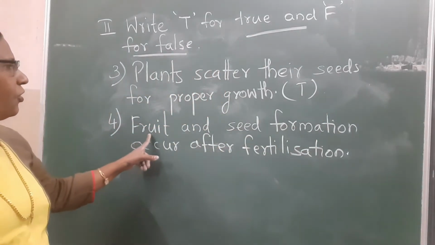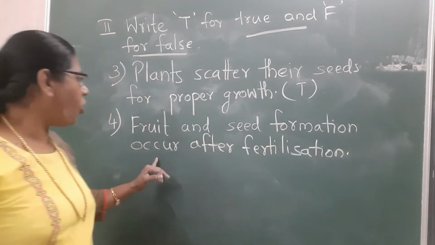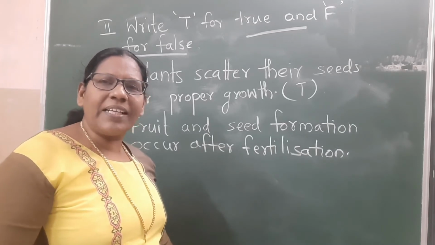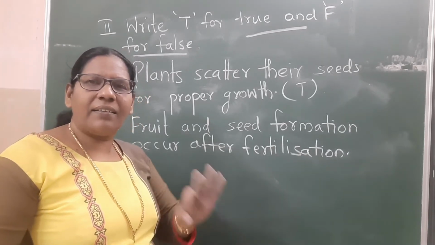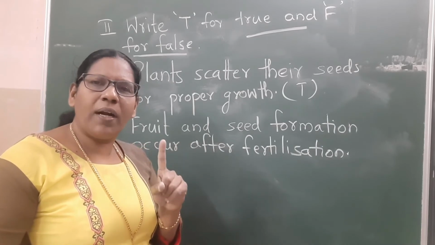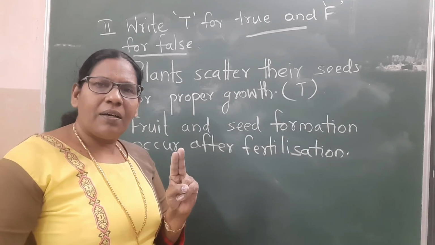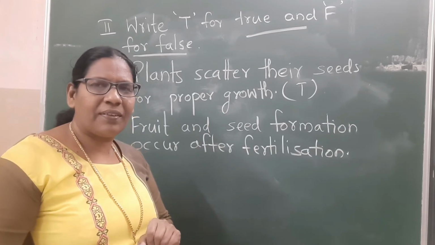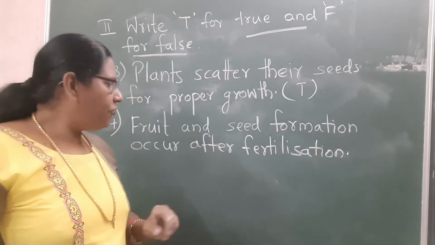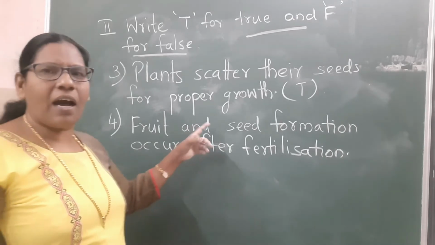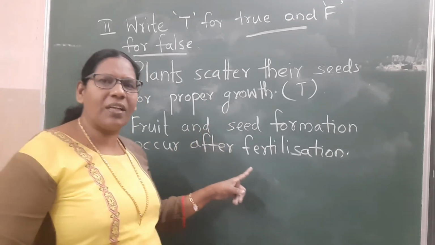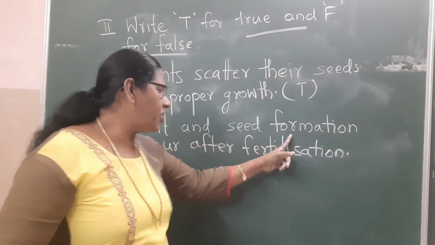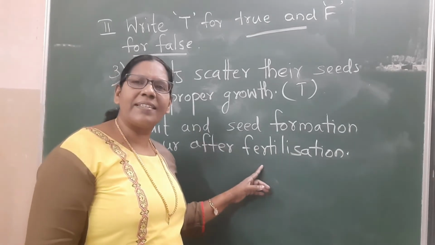Fourth, fruit and seed formation occur after fertilization. In sexual reproduction, we learned that there are 3 major steps. Number 1, pollination. Number 2, fertilization. Number 3, fruit and seed formation. So that is the 3rd step, which comes after fertilization. Without fertilization, fruit and seed will not form. So fruit and seed formation occur after fertilization. It is true.